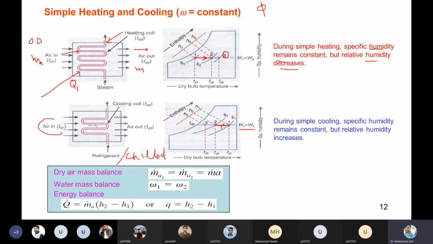Similarly, in the case of cooling, it is basically the heat removed. The heat absorbed by the chilled water or by the refrigerant is again the difference of the enthalpy. Only the sign will be different, but we are taking the positive value. When we don't include mass, this is kilojoule per kg. If you know the total mass of the dry air, then the unit will be kilojoule only, because you have multiplied by the mass of the dry air.